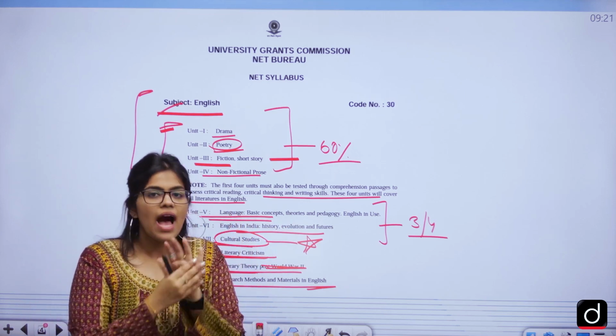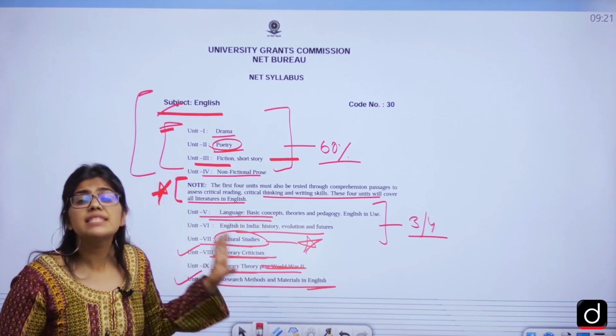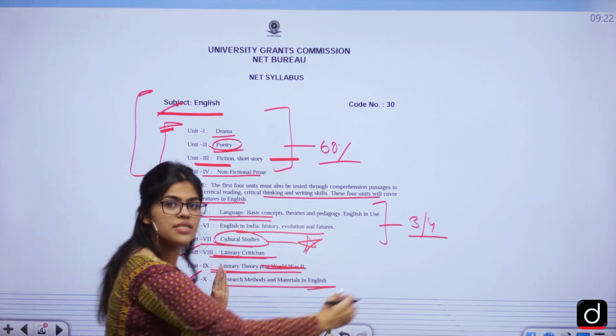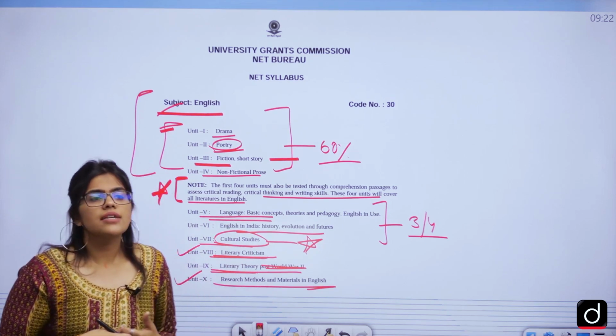Yes, few texts have to be read completely, but still, favorably, this is a unit that is manageable. Then comes literary theory. Now this is a very vast unit, but a very easy unit. How are these questions asked? They'll ask you simple questions.